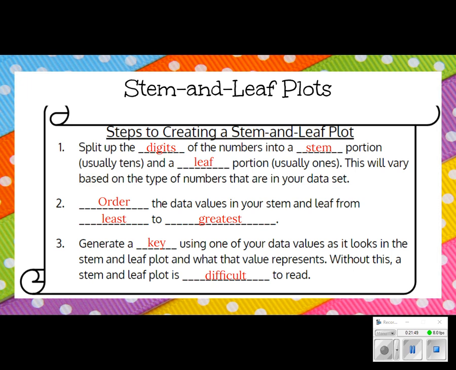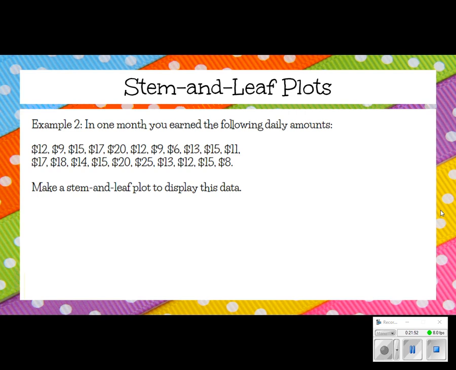How to read this. So here we go. In 1 month, you earn the following daily amounts. So we've got numbers in the teens. We've got single-digit numbers. We've got numbers in the 20s. Okay, and that looks like the most that we have. So what we want to do is have an idea of how many things we have, because there is a chance that we might run out of room. So I do want to show you what happens if you need to maybe bump it to the next level.